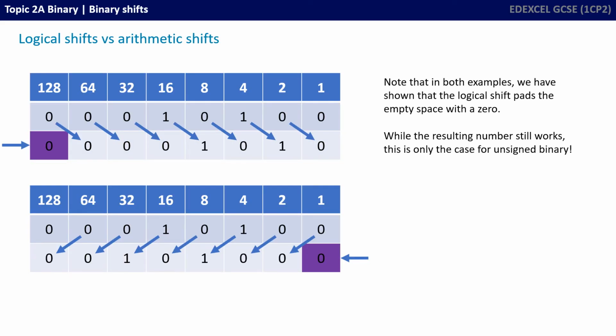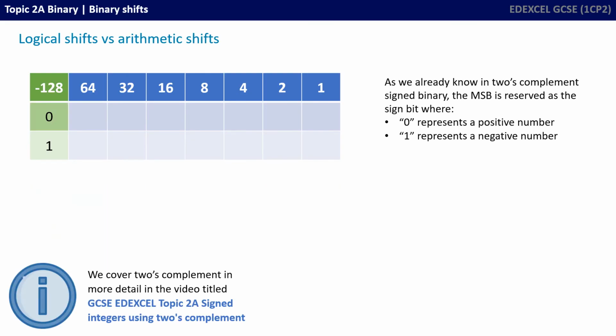So now we've been through logical shifts, let's consider logical versus arithmetic shifts. Now note that in both examples we've shown, the logical shift pads the empty space with a 0, shown in purple. While the resulting number still works, this is only the case for unsigned binary. As we already know, in 2's complement signed binary, the most significant bit is reserved as the sign bit, where 0 represents a positive number and 1 represents a negative number.